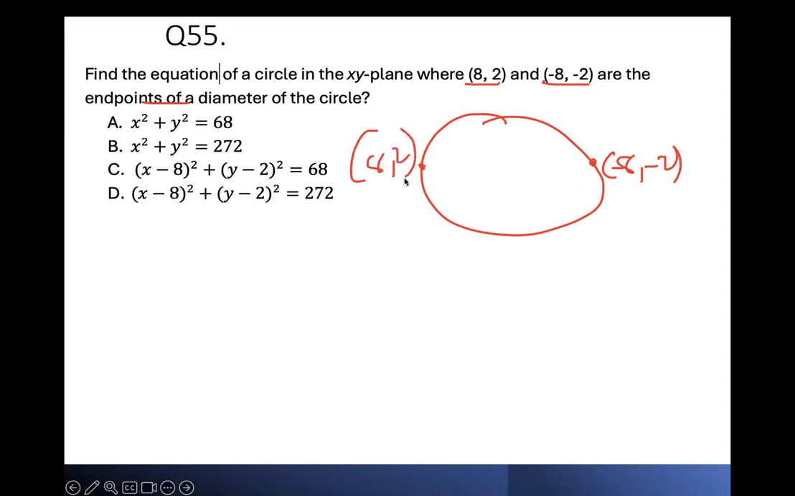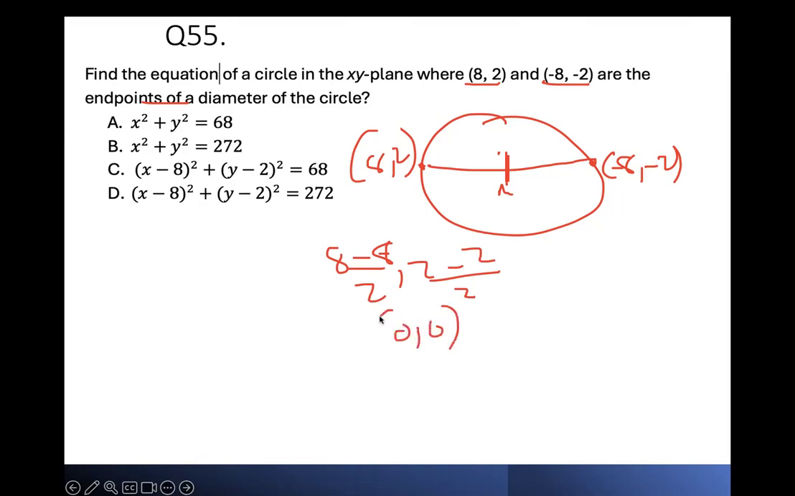Okay. I know I need the radius. The radius has to be in the middle. And what is the middle? Midpoint. How do you calculate midpoint? You got to add them together, right? 8 minus 8 over 2, 2 minus 2, that's the x values and the y values, over 2. That's the midpoint. This is going to give you 0, 0. Therefore, the center is 0, 0.